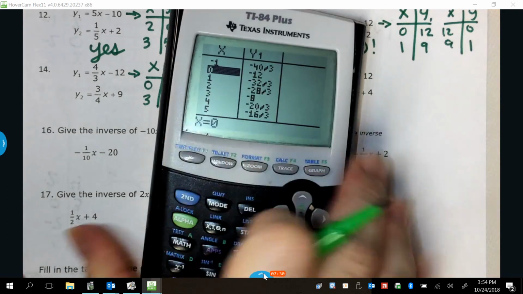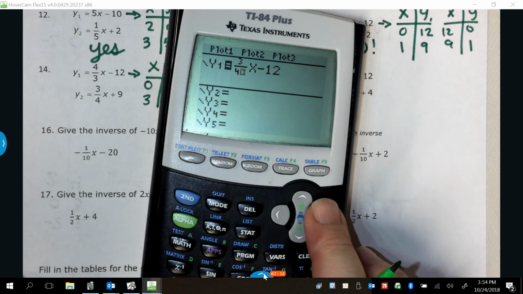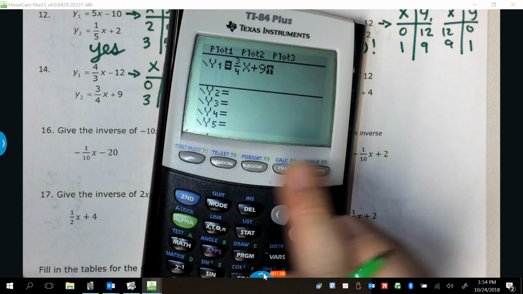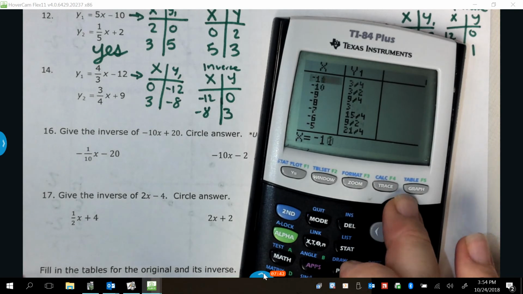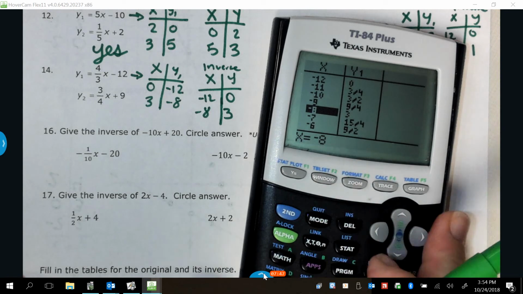So let's type in that equation. So we have 3 over 4x plus 9. So let's see. Do I have (negative 12, 0)? I do. And do I have (negative 8, 3)? I do. So this is a yes.